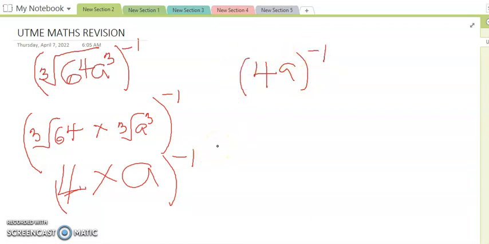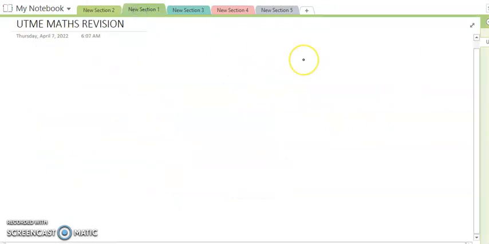According to the law of indices, to remove negative power, we're going to have the answer to be 1 over 4a. So if you search through your past question and you come across this question, the solution to it is 1 over 4a. Let us pick another question.